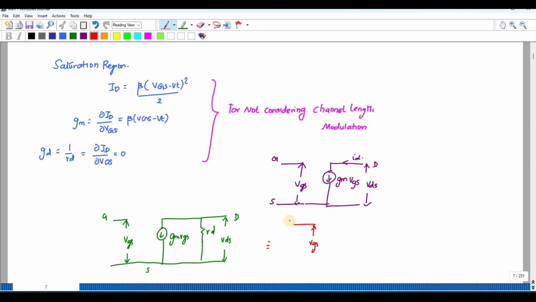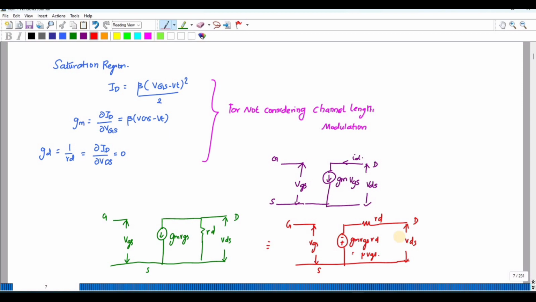I can redraw this with VGS between gate and source, and GM VGS is the current source. A current source into a resistance becomes a voltage source, with the resistance coming in series with the voltage. So this is your VDS, and I can write this voltage as mu into VGS, because mu is GM into RD.